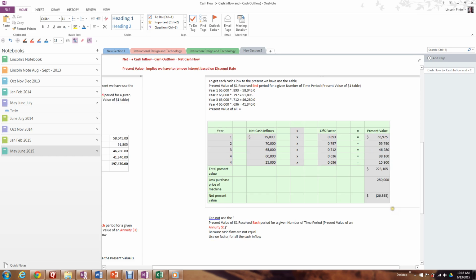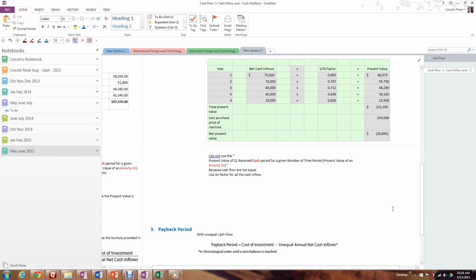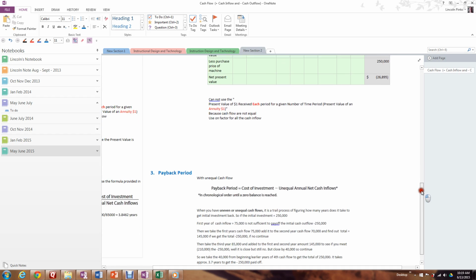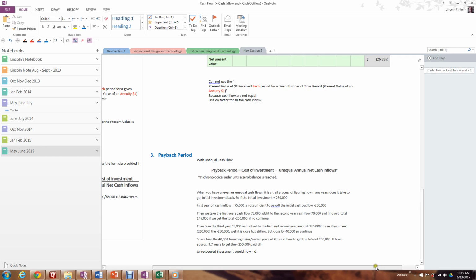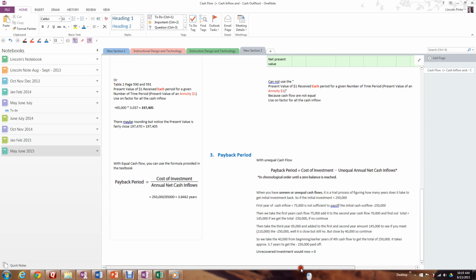And so, you make a decision if it is positive or negative, and go by that. And I think you're pretty clear that you would not go with this project because you're getting negative present value cash flows. So again, I'm saying here, you cannot use the annuity table here. The accounting rate of return, I think, is pretty straightforward if you use the formula. I'm getting more questions about the payback period, so I want to address that more.